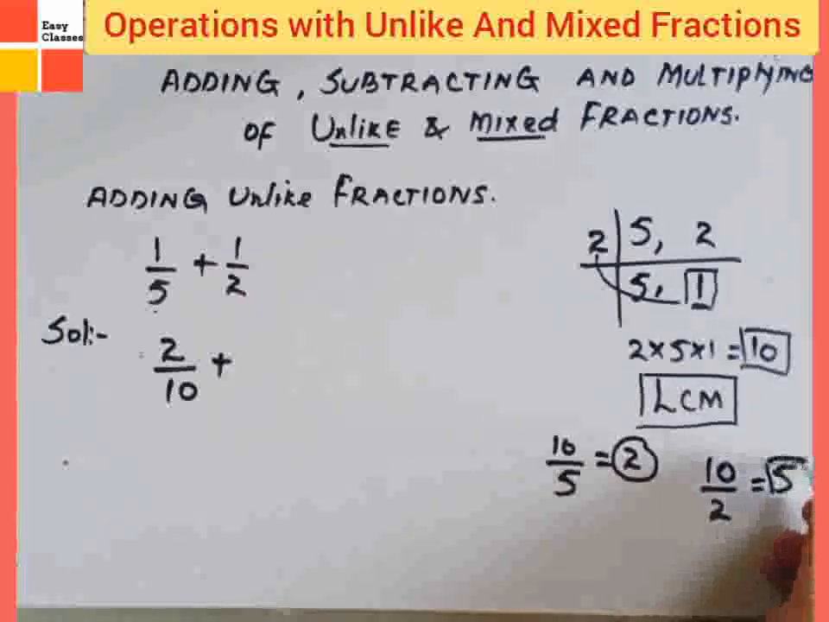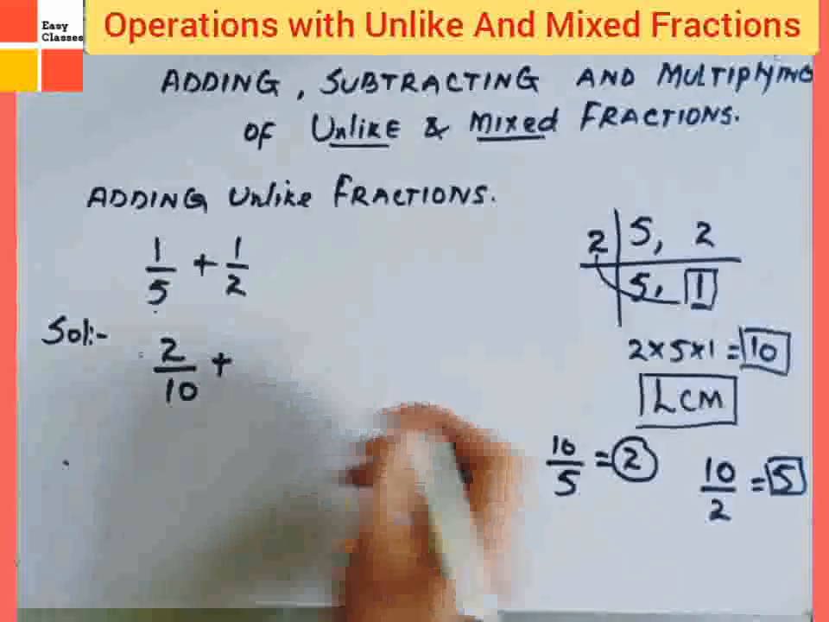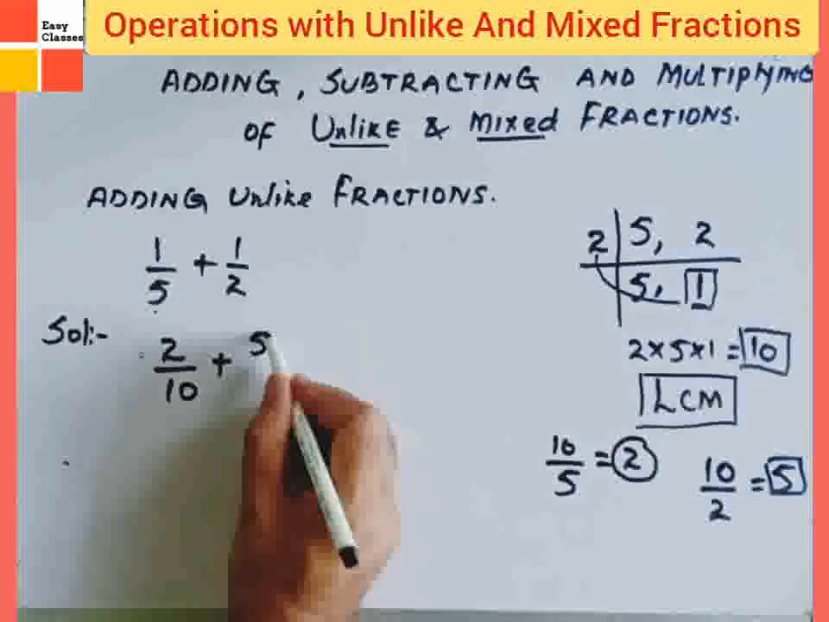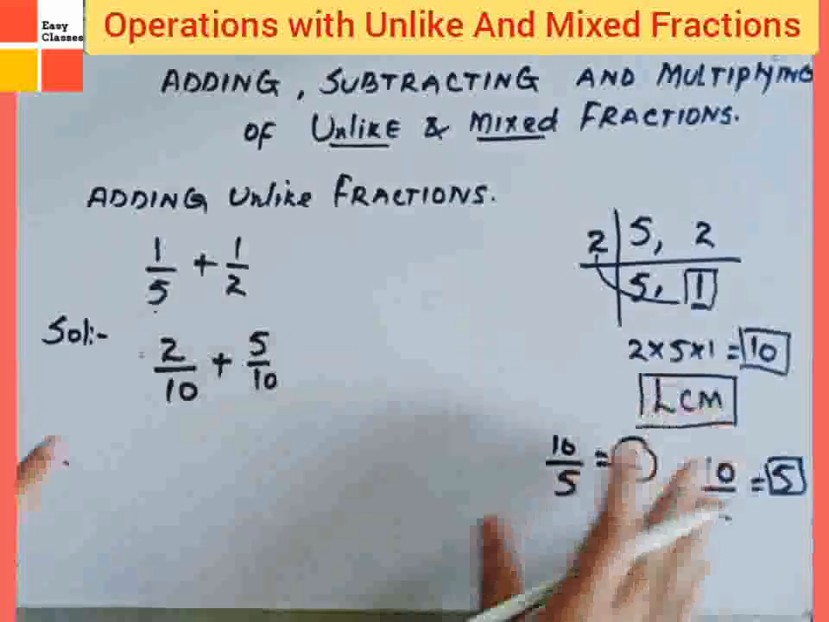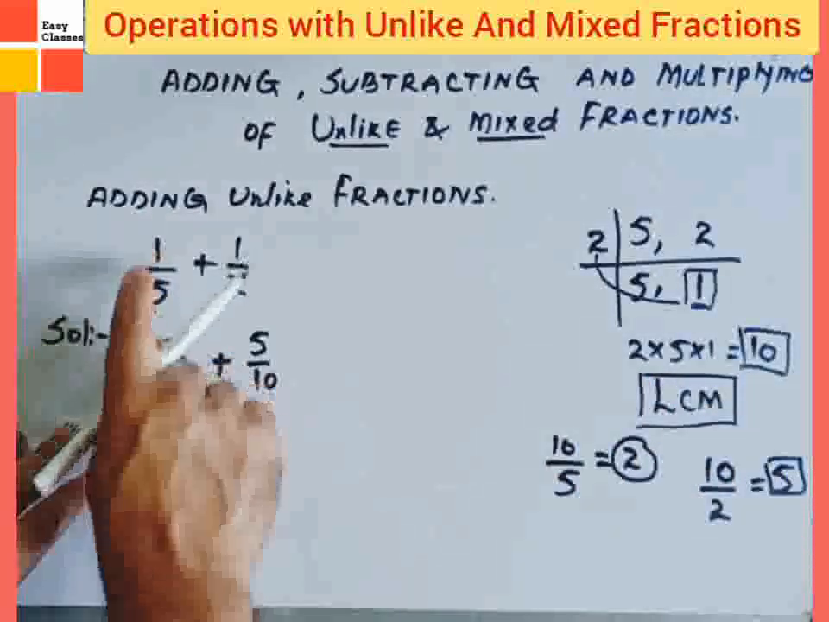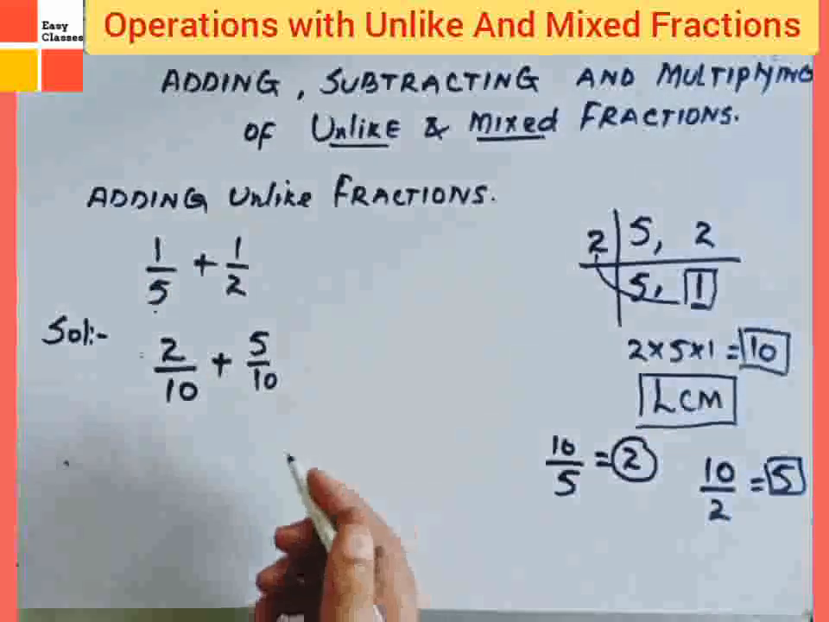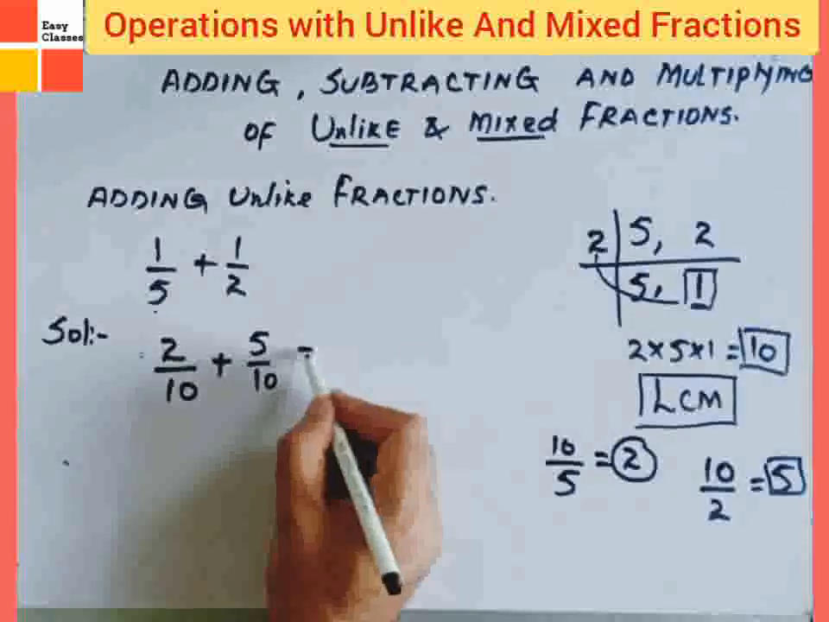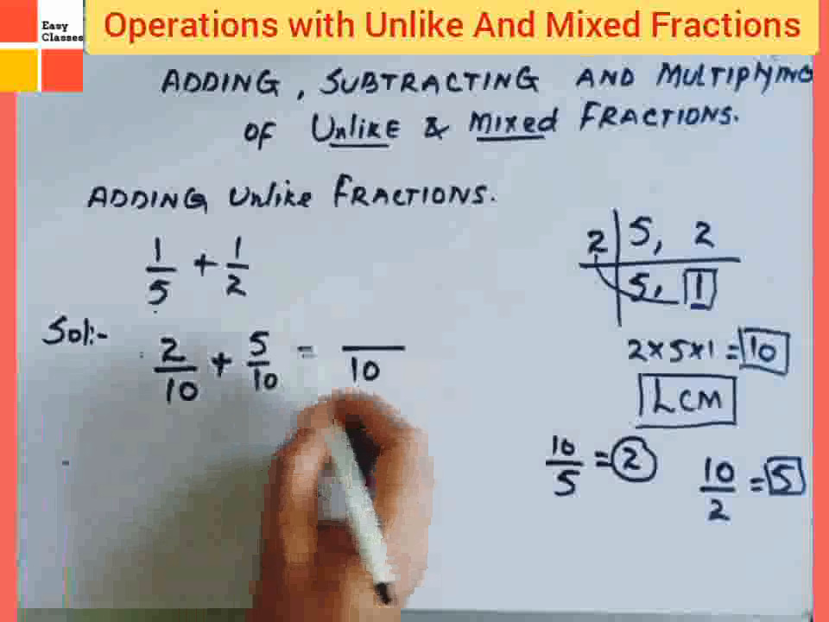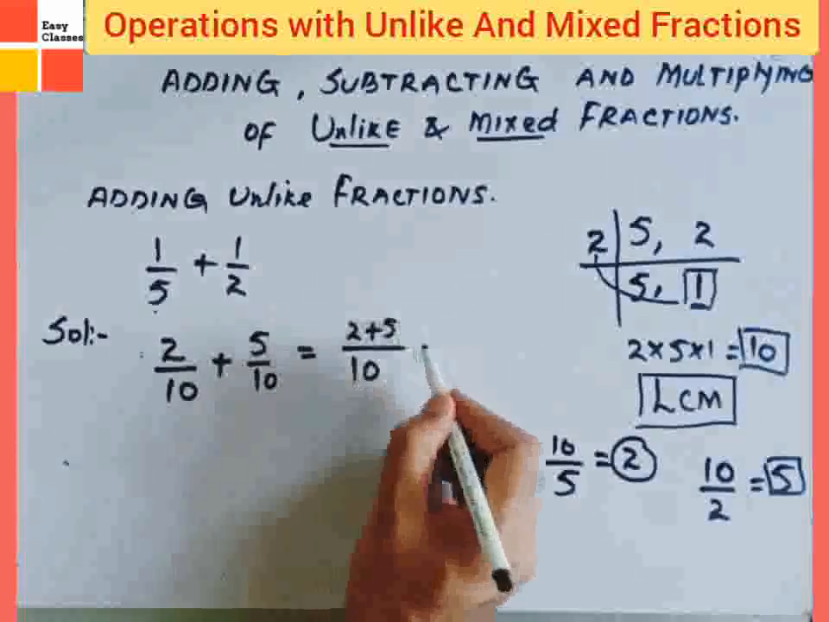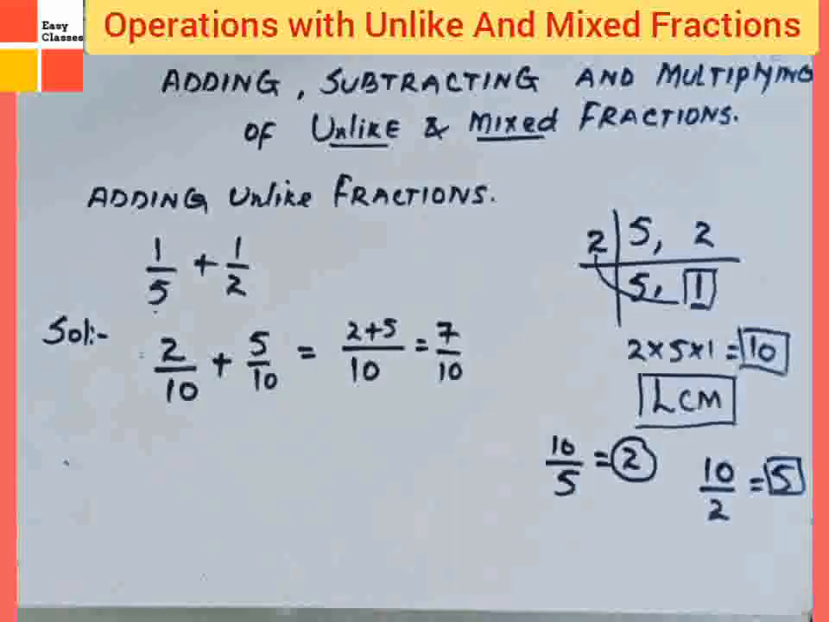5 twos are 10, you will get 5. Now multiply this 5 with the numerator of the second fraction. So you will get 5 ones are 5, divided by 10. Actually, we are finding the equivalent fractions of these two numbers, what we did in the previous method. So that is equal to, now we can take this denominator as common. And then 2 plus 5 is equal to 7 divided by 10. So this is the answer, right?